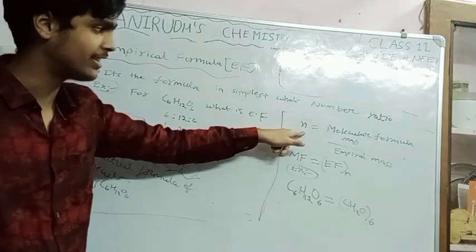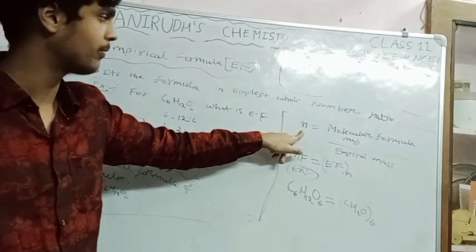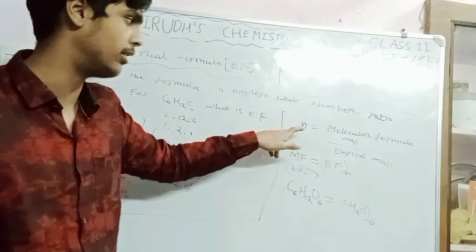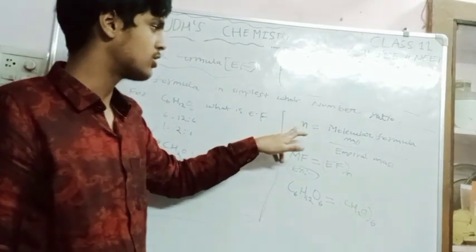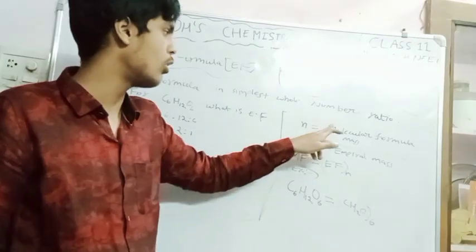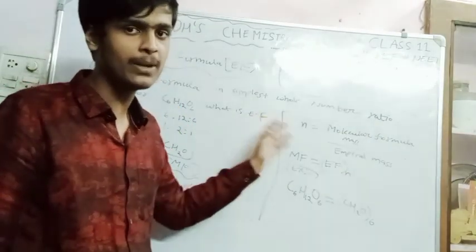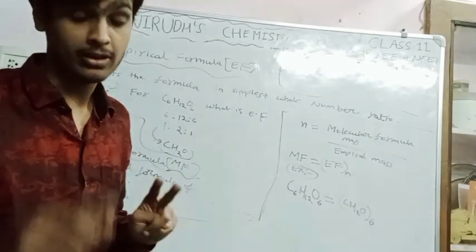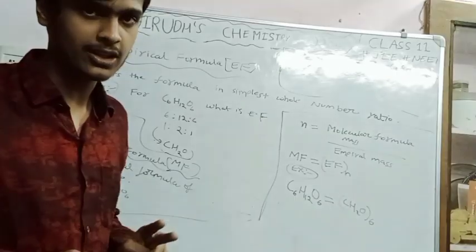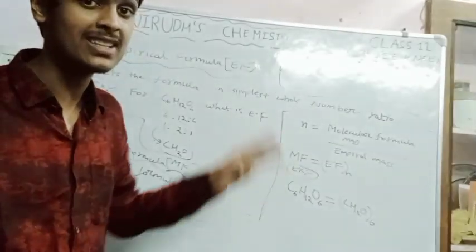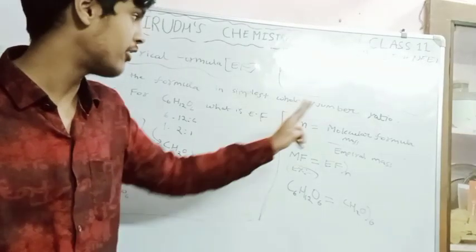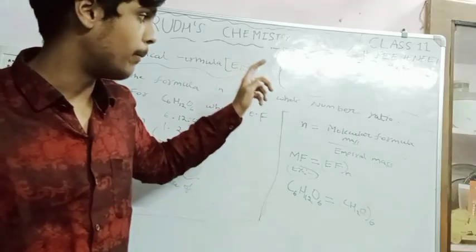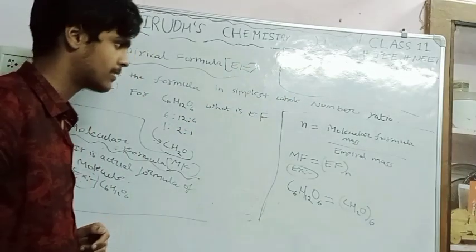So 6 is the factor. It's a factor, not the number of moles. If you get confused, you can also represent it with X or Y or some other variable. Okay. So n is equal to the factor, which is equal to molecular formula mass by empirical formula mass. Okay, let us repeat it. The factor which differs both the empirical formula and molecular formula is n, which is equal to molecular formula mass by empirical formula mass.